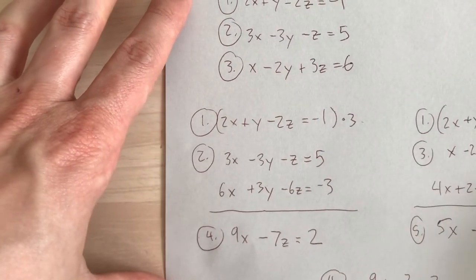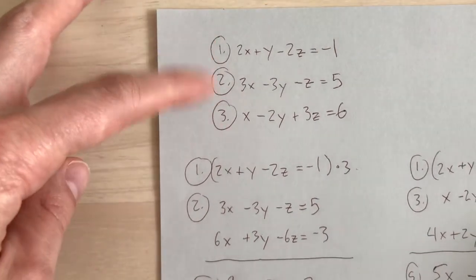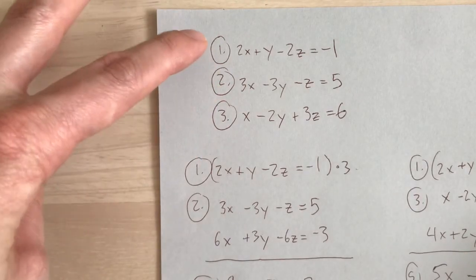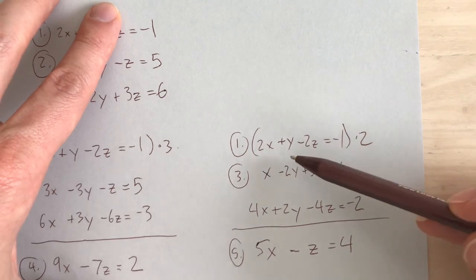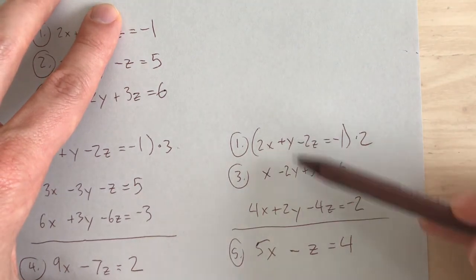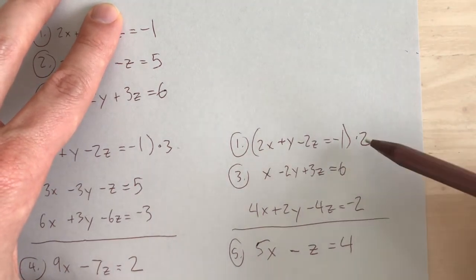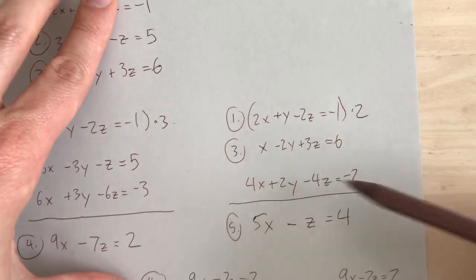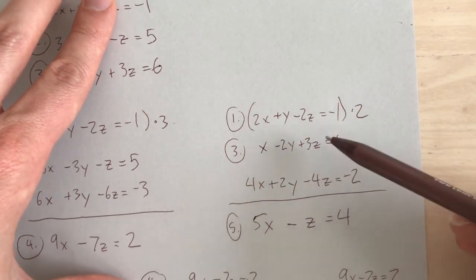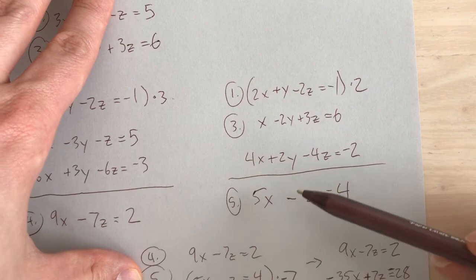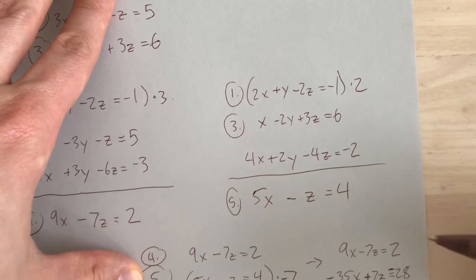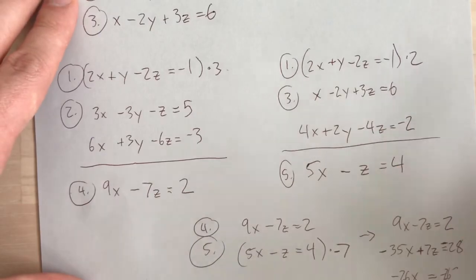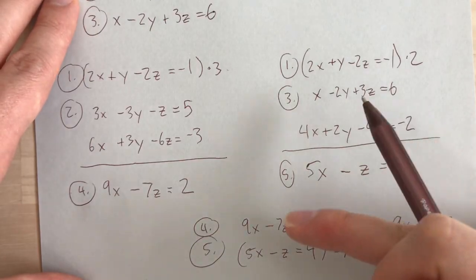Then I paired a different pair, and because you can't use the same pair twice, I paired 1 and 3 together, multiplied the top one by 2 because I wanted that y to become a positive 2, so I could add those y's and cancel them. So I multiplied this by 2 and ended up getting this, so I added those equations together. I got 5x, the y's canceled, ended up getting a -z, and then I got a 4. So my 2 equations, 4 and 5, were this.